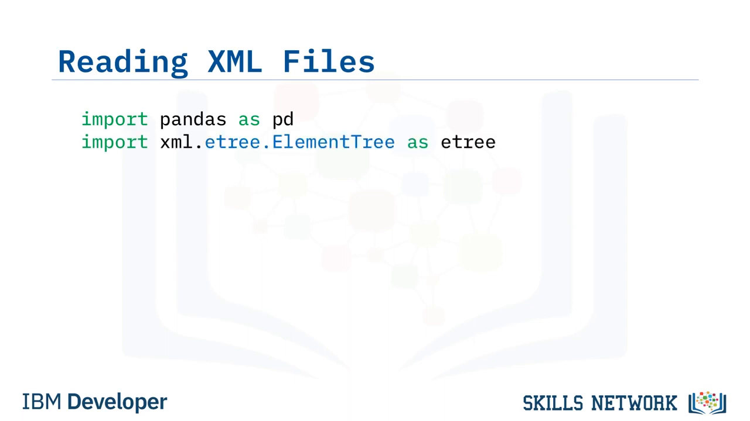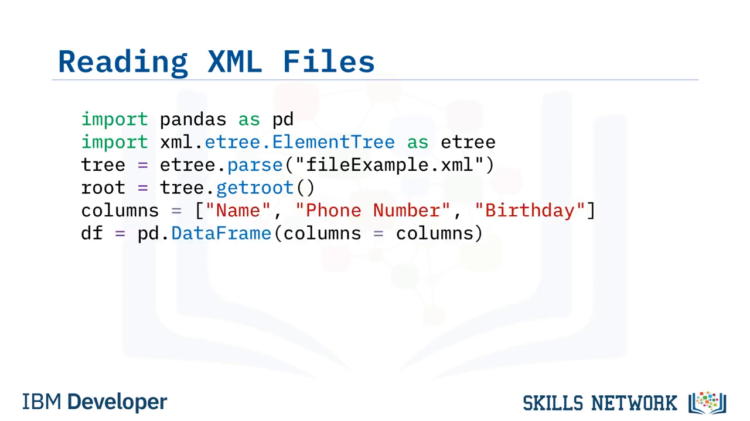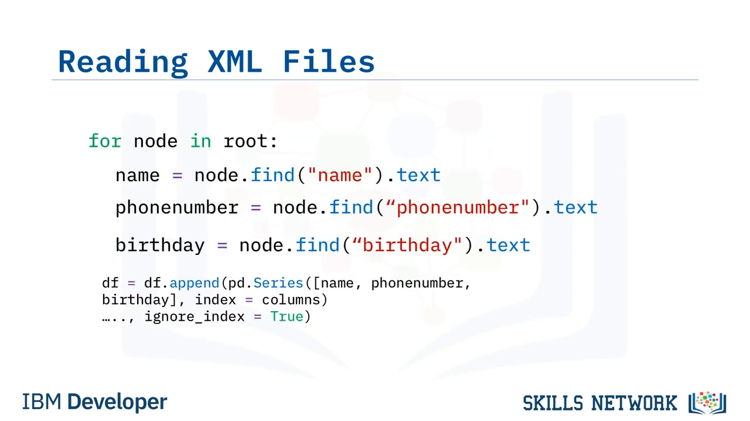The first step to read this type of file is to import xml. By importing this library, we can then use the etree attribute to parse the XML file. We then add the column headers and assign them to the data frame. Then create a loop to go through the document to collect the necessary data and append the data to a data frame.